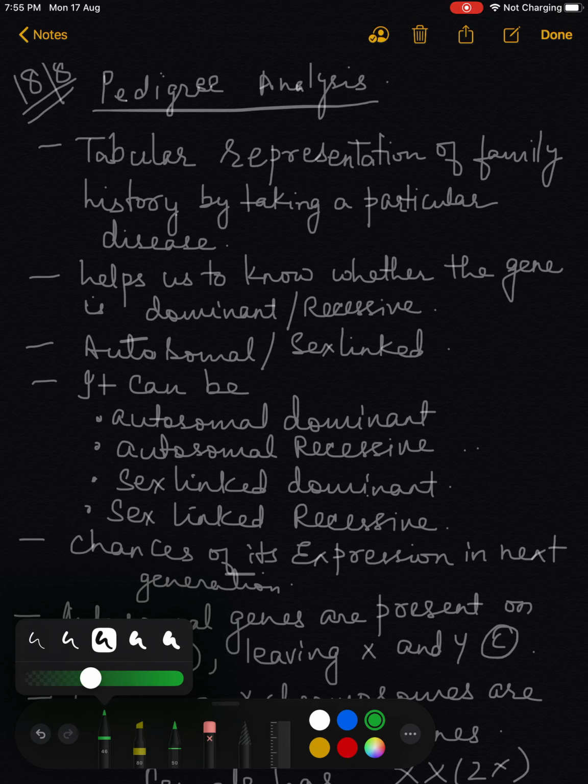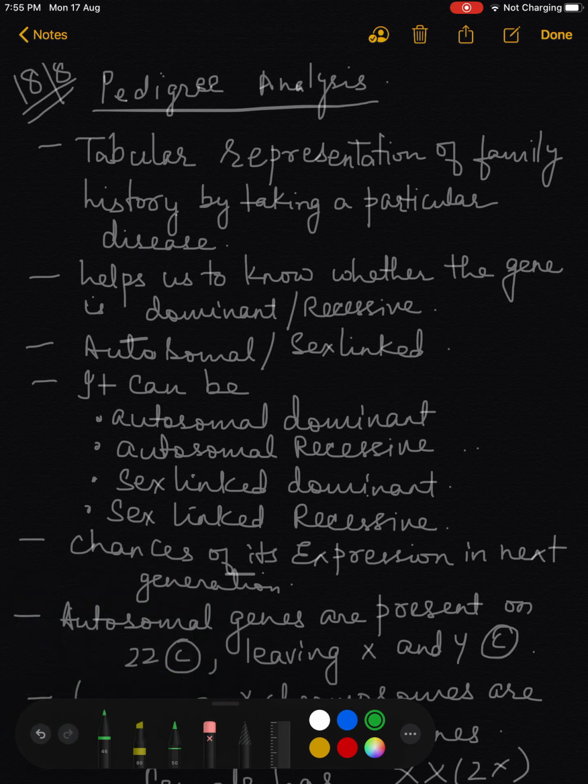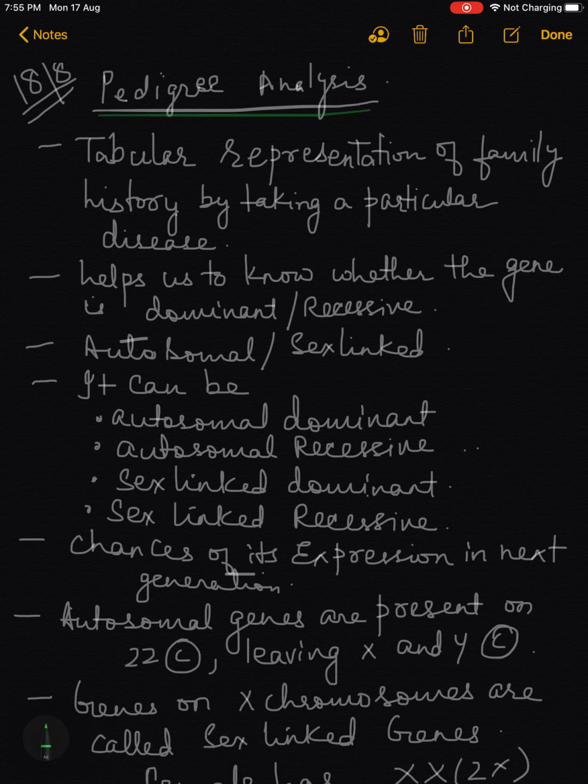Now children, pedigree analysis is a tabular representation of family history. And in this family history, we want to study a particular trait or a particular disease. So a tabular representation is made so that the study is easier, right?